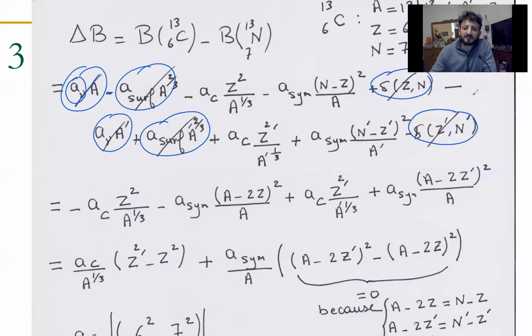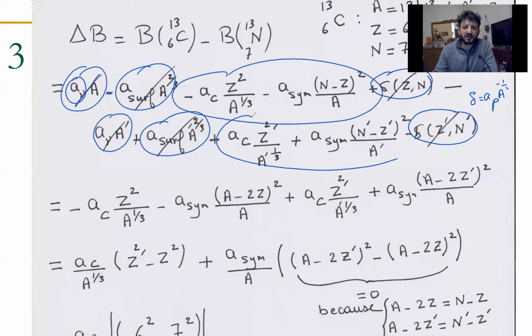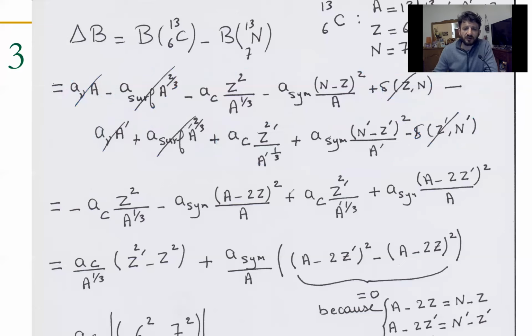You know, delta equals A pairing times A power minus half. So it depends on the value of A, and we have the same value of A for nitrogen and carbon, so we can cancel them. Finally, we have this one and this one. We write down these values. We have 4 terms. Look here.